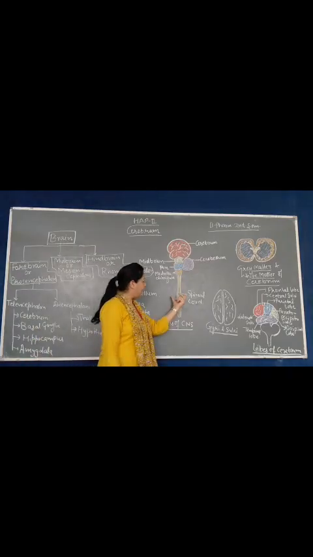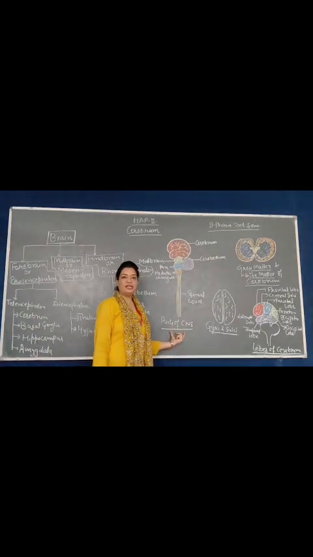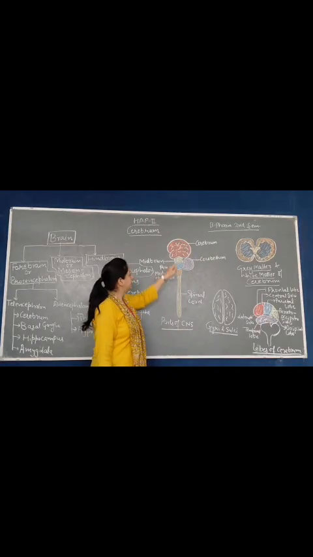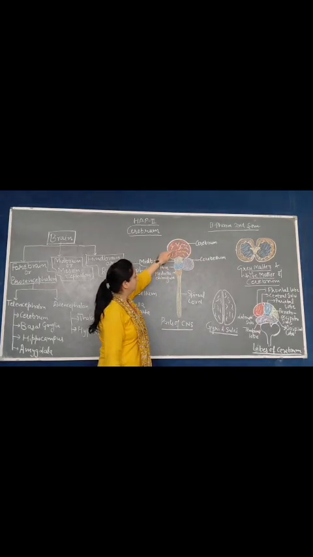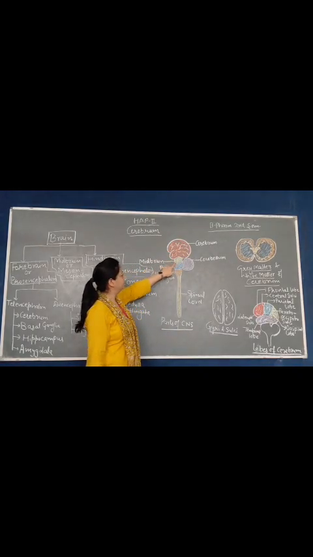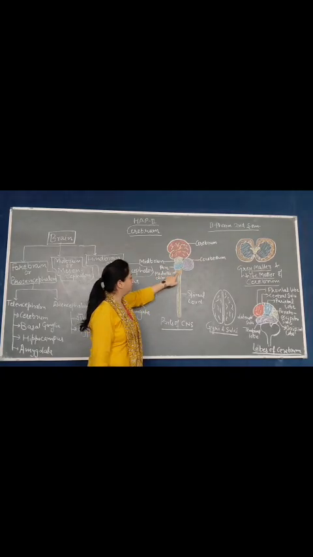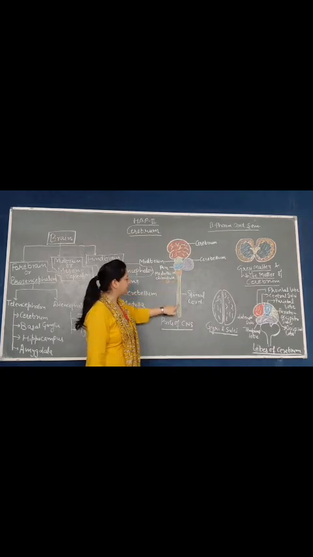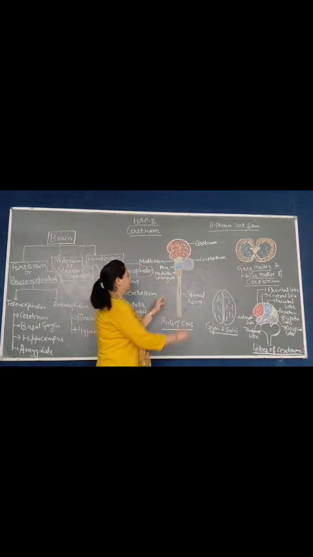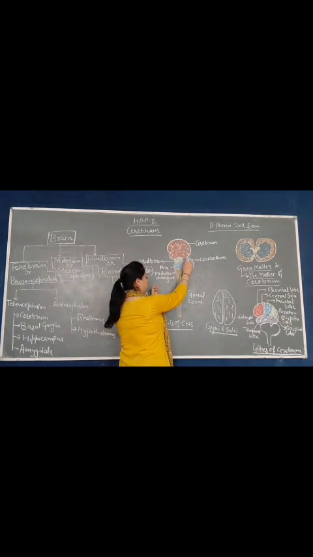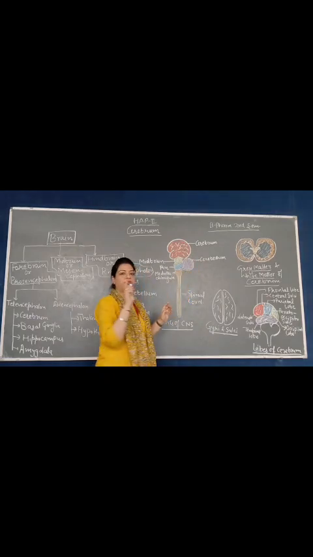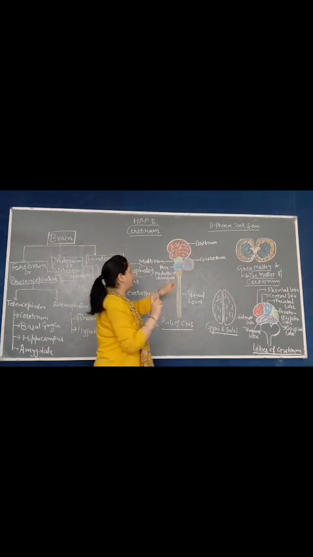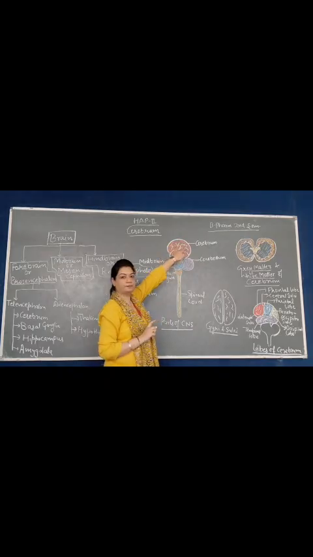So this diagram shows various parts of the central nervous system. This part shows the cerebrum, followed by the midbrain, then pons, and then medulla oblongata. And medulla oblongata further extends up to the spinal cord. Posterior to the pons, there is the cerebellum. So today's topic of concern is the cerebrum.